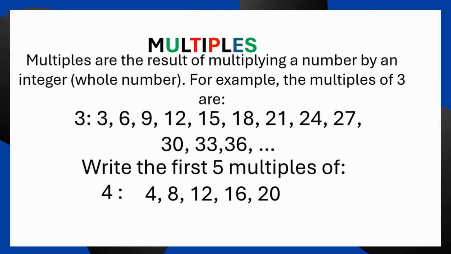We are going to stop there because the question asks us to write the first 5 multiples. So times 1, times 2, times 3, times 4, times 5. This is finite because it was stated to stop at 5.